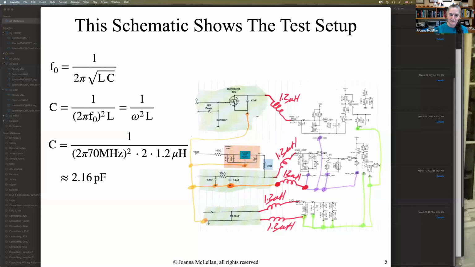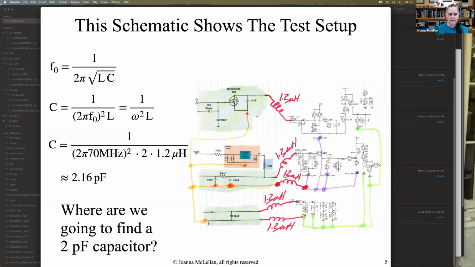To resonate out that inductance at 70 megahertz. Cool. So where are we going to find a 2 picofarad capacitor in this mess?